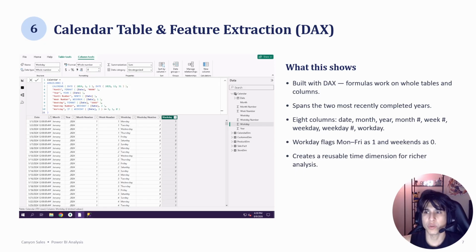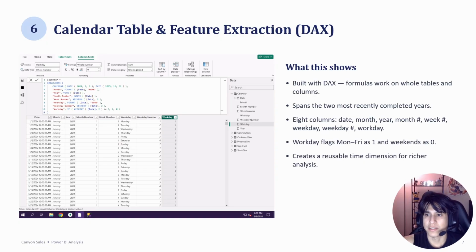Now, I want to shift away from the charts and move on to the second portion of the project, which is feature extraction using DAX. This is where we go beyond the standard visuals and build something new. Unlike a normal calculation that works on a fixed range of cells, DAX operates a little differently, and it includes entire tables and columns in its formulas. What this means is that it creates results that adjust automatically as our data grows.